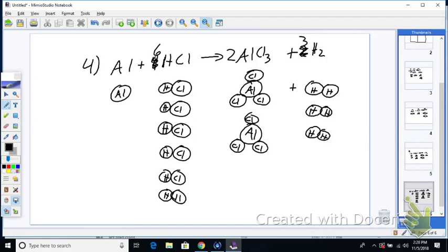But you need another. Isn't the aluminum supposed to be 2? Oh, so there's 2 aluminums there. I need 2 here. So there should be a 2 in front, right? That's balanced. It's a lot of work, isn't it? I'm trying to do this every time.